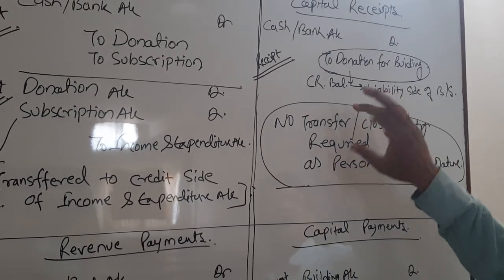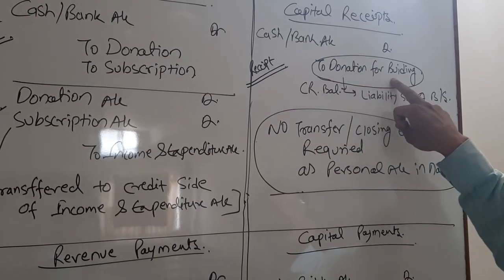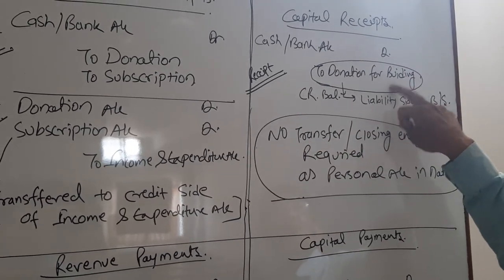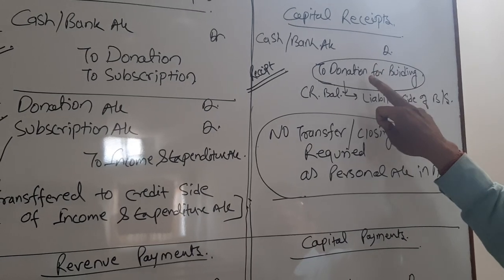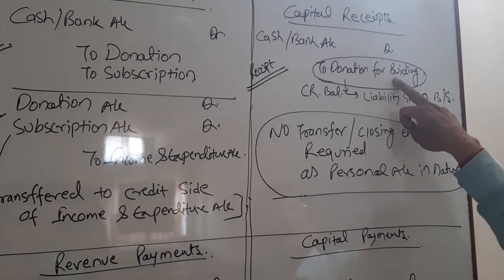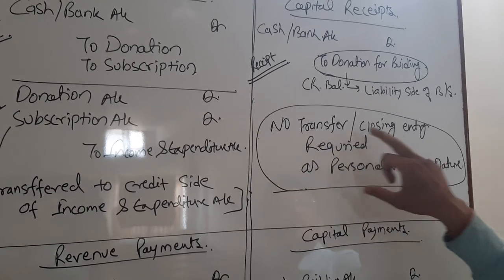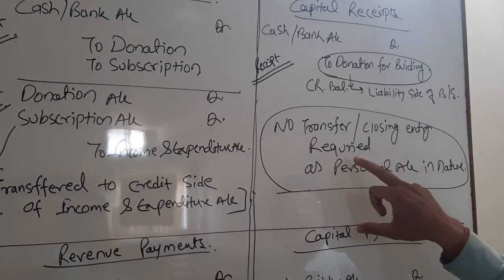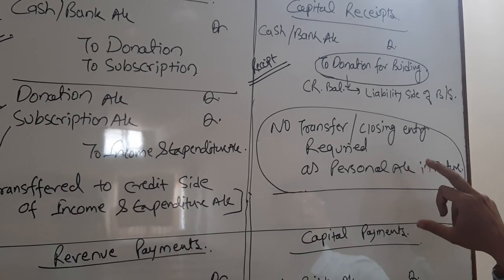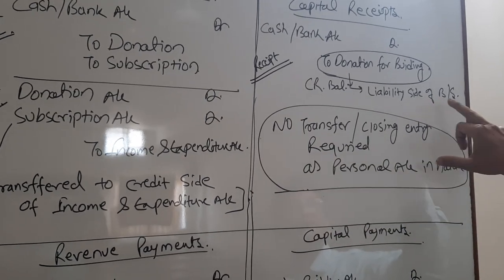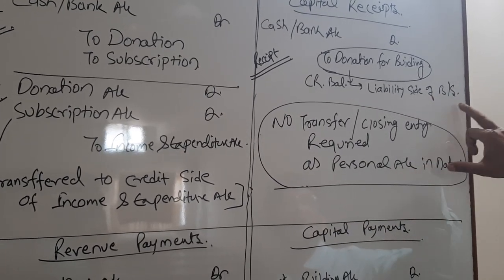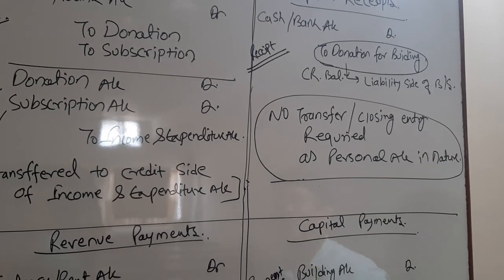So once again, the donation for building is a special purpose. It is a capital receipt. The nature of this account is personal. It is not to be transferred or closed. It is required to be shown in the balance sheet, on the liability side, as personal account in nature.